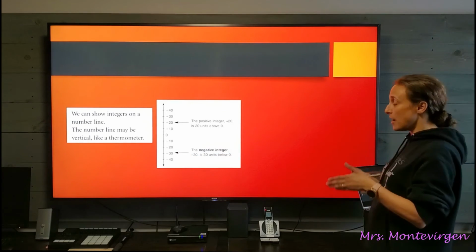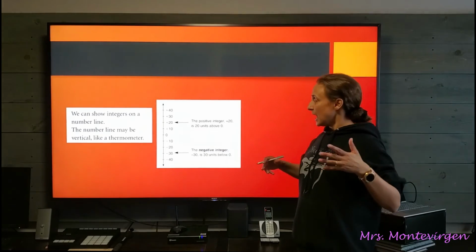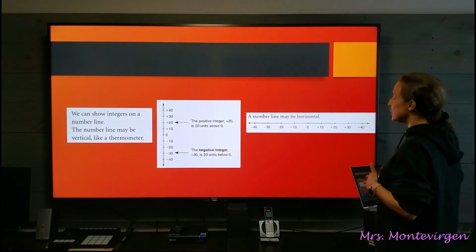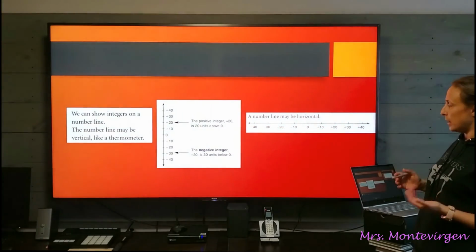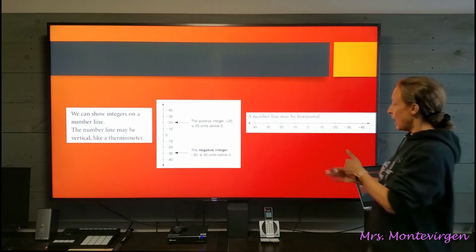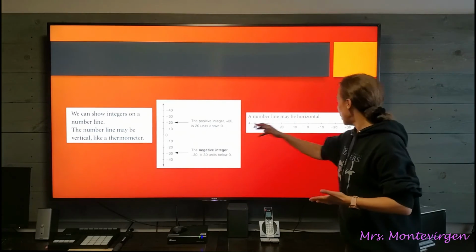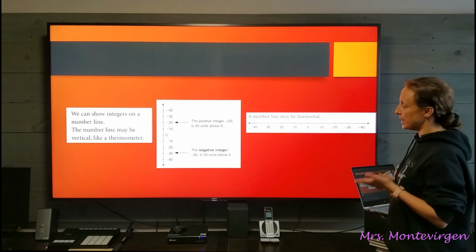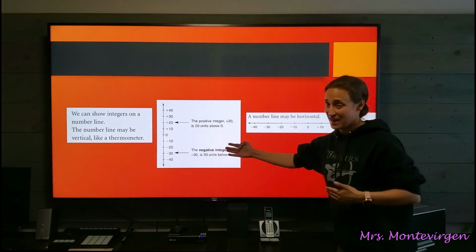Now, you do have a vertical number line, but as another way of portraying number lines, you can do it horizontally as well. It means the exact same thing. You can certainly plot points either way, but I wanted you to see that the number line can be shown horizontally and vertically.